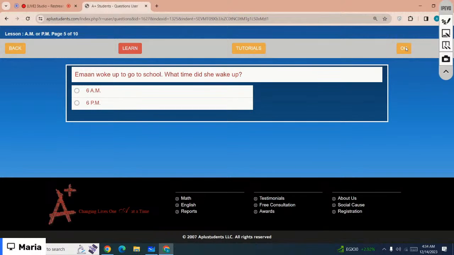Iman woke up to go to school. What time did she wake up? Which is the correct option? That is 6 a.m. The correct option is 6 a.m., because she goes to school in the morning.